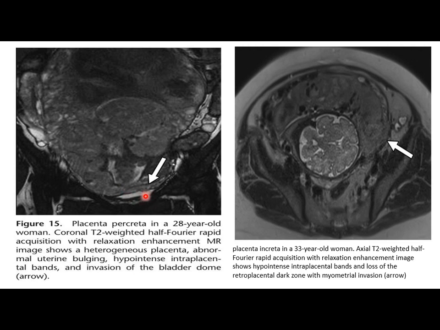In the image on the left side, it just shows the 3 layers. This one is increta, where there is absence of the layers. This is normal: hypo, hyper, hypo. While here there is absence of hypo and hyper. See, invading. So any disruption of this trilayered appearance indicates abnormal placentation.